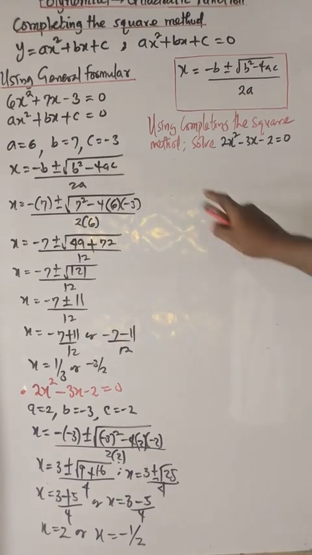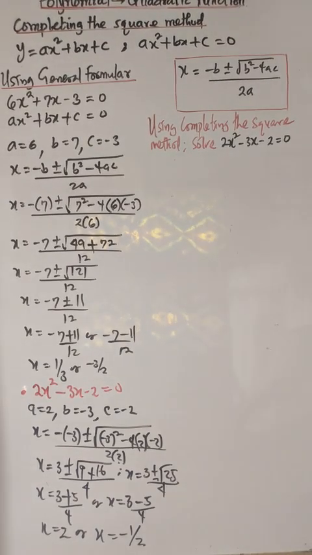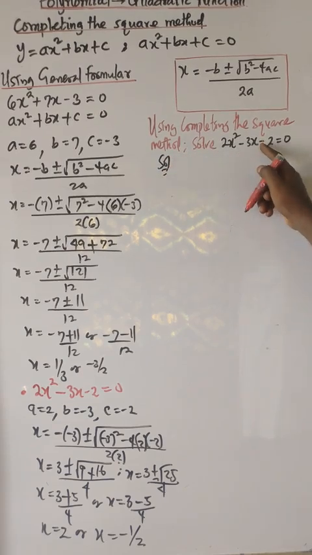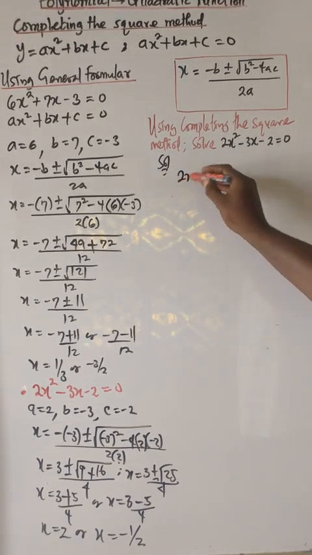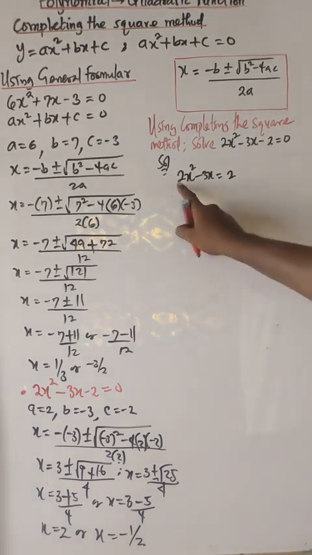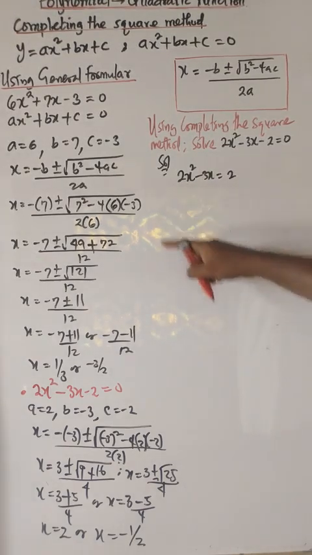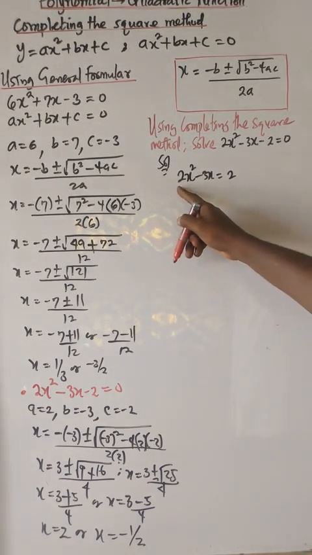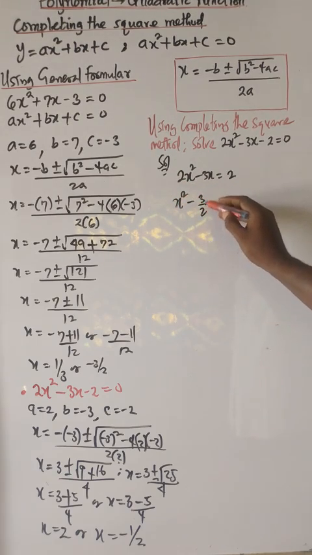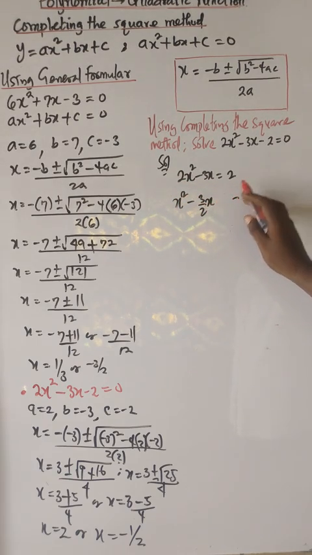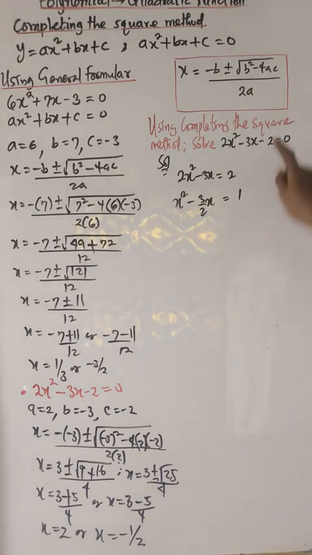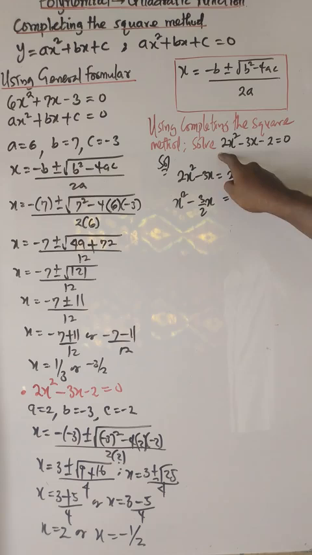Alright, using the completing the square method, let's solve this. Solution. What's step 1? Step 1 is to take the constant to the other side, so we have 2x squared minus 3x equals 2. Step 2, divide by the coefficient of x squared, which is 2 in this case. So divide by 2, these two go away, and I'll have x squared minus 3 over 2 x equals 2 over 2, which is 1.